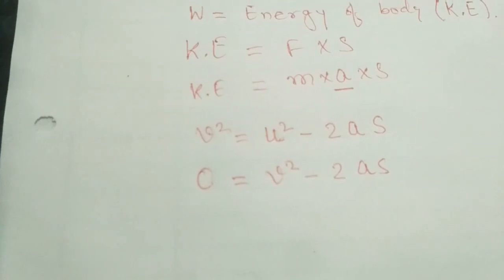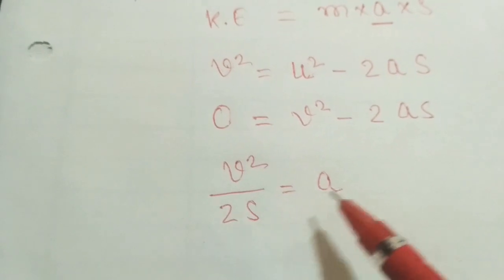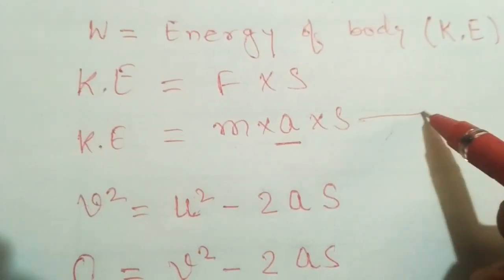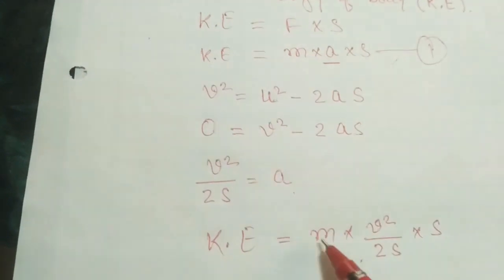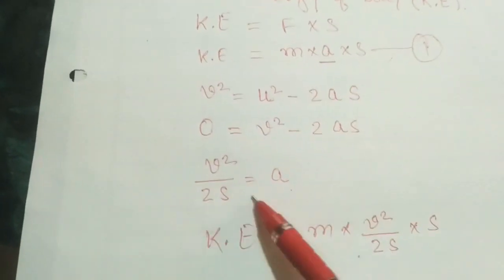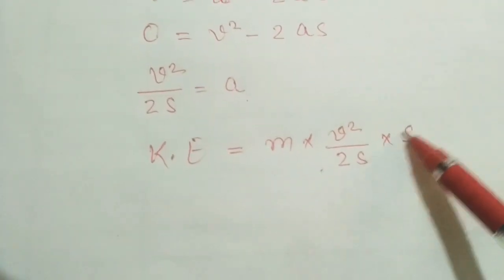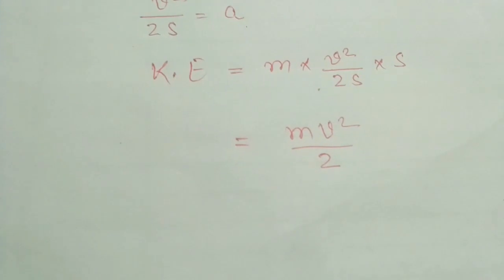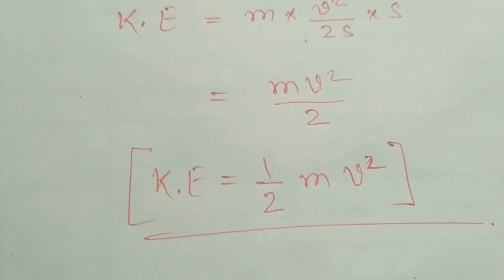a is equal to, on solving you get the value of a, that is v square upon 2s. Let's put this value of a in this equation, say this is equation 1. On putting that, let's see. Instead of a, the value of this is here, and s as it is. So s and s will be cancelled. On cancelling it, what will you have? You will have mv square upon 2, or kinetic energy is equal to half mv square. This is true.